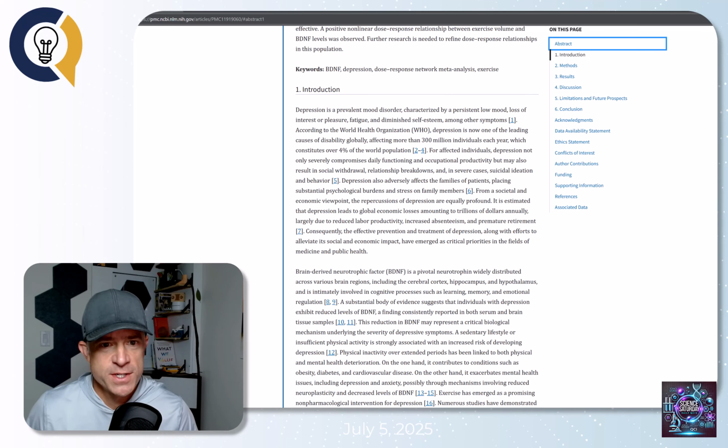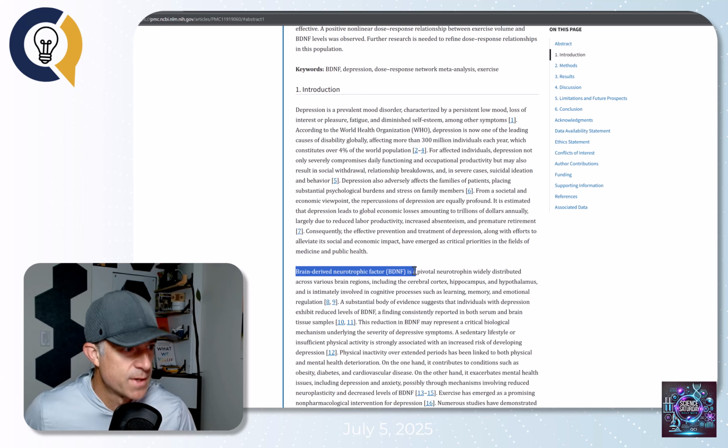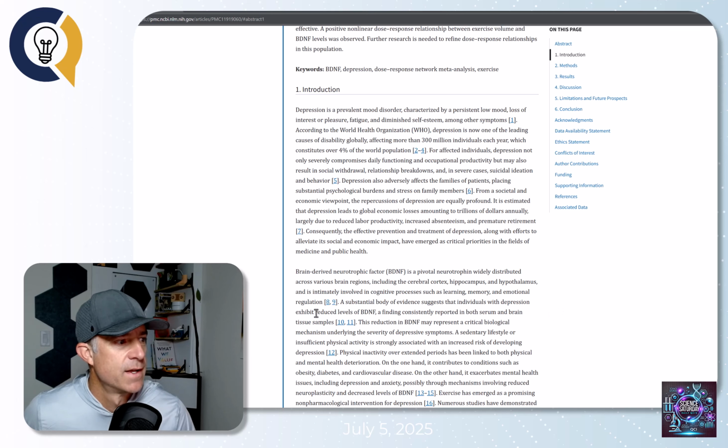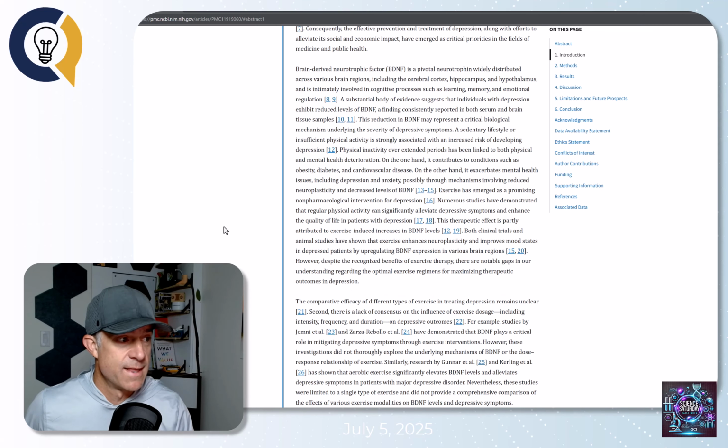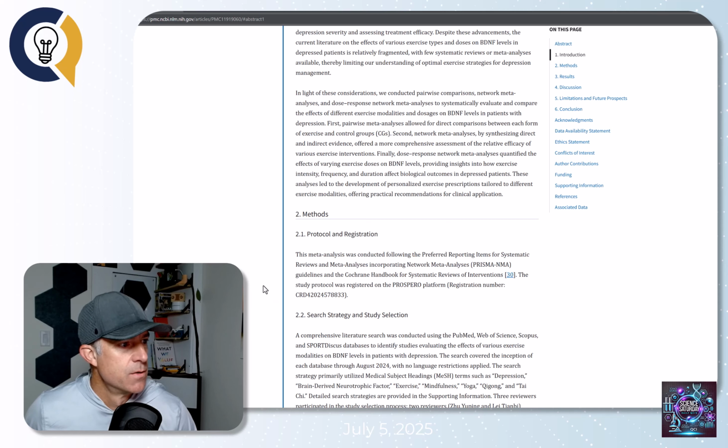Moving into the introduction, we want to know, why was the study done? Here, they're trying to figure out if exercise or other forms of movement can help to increase brain-derived neurotrophic factor, which is hypothesized to reduce, people with depression have reduced levels of BDNF. So if we can increase BDNF through exercise, will that help with depression? So they're looking at a number of articles to try to figure out if this does what they think it might. Getting into the methods, we've reviewed that.